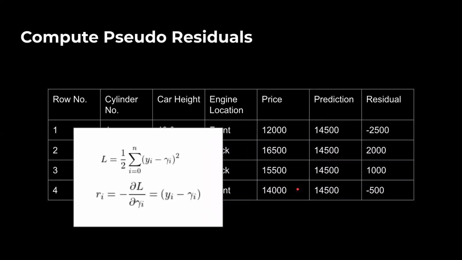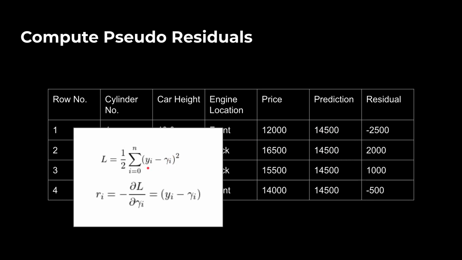But anyways, so now we compute the pseudo residuals, right? So the residual in this case is the price minus the prediction, AKA the difference between the two. And the reason why this is called pseudo residuals is because this is not the residuals that you would see in a regular regression.